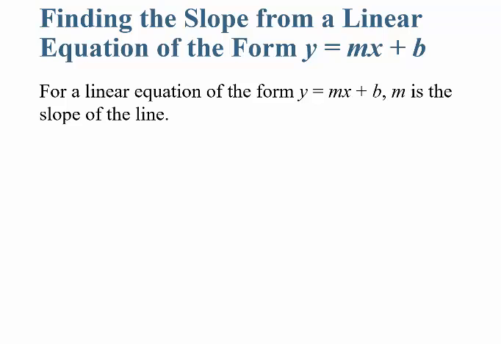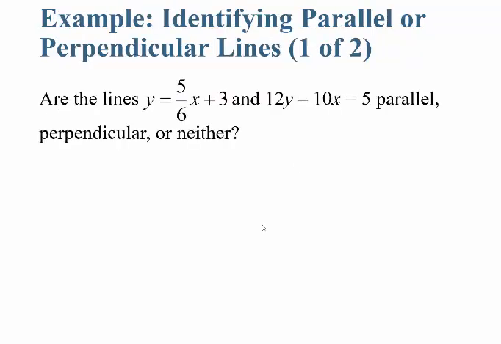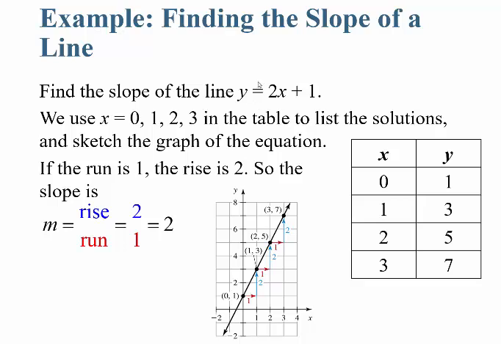So what we can conclude from this is, for a linear equation of the form y is equal to mx plus b, that letter m, the value in front of the x, is the slope of the line. Looking back here, this 2 in front of the x tells me that is the slope. The m here is 2, and that's the slope.